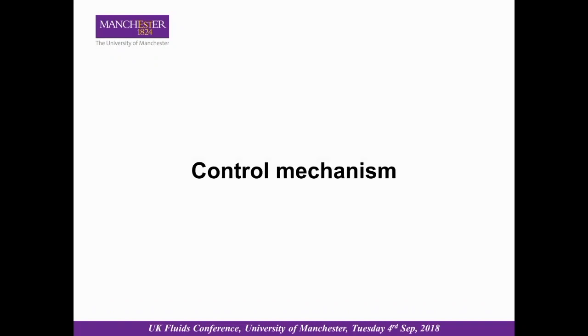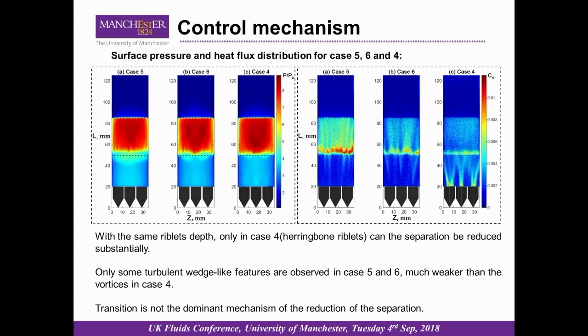Right, so the control mechanism. Some of you might think that since the boundary layer of this case is laminar, the separation is only reduced because of the transition and not because of the counter-rotating vortex structures. In order to exclude the effects of transition, we did 2 more sets. In case 5, the riblets were aligned streamwise, and in case 6, the riblets were aligned spanwise. Both of the riblets in case 5 and 6 were the same depth as in case 4.